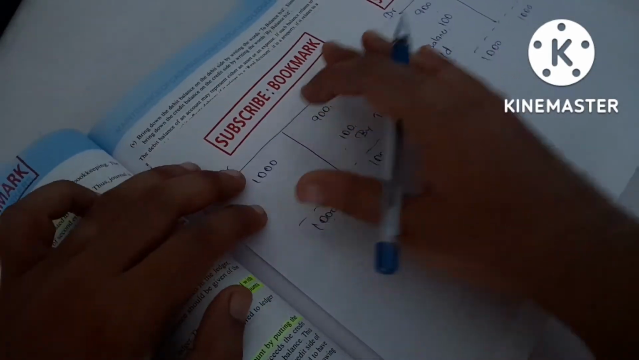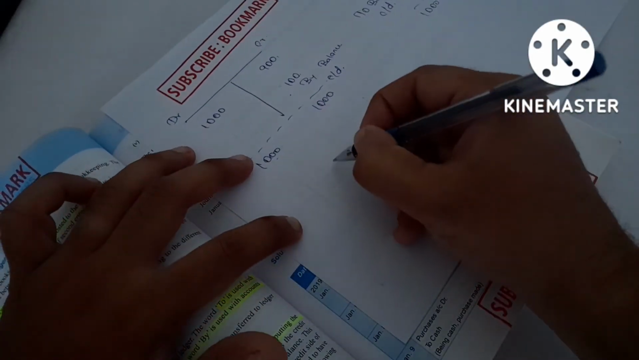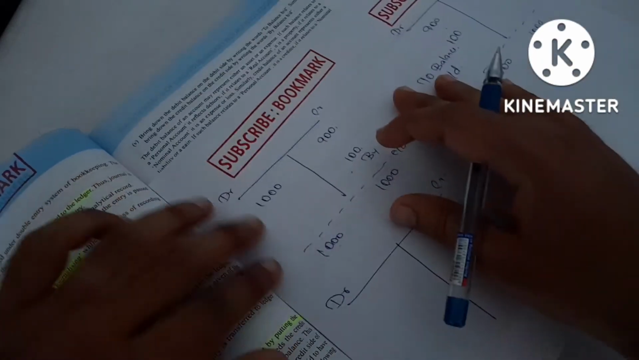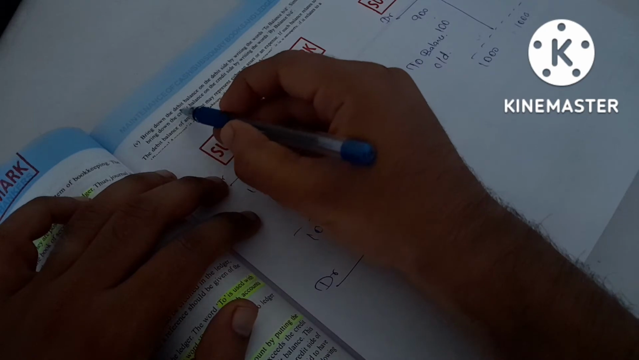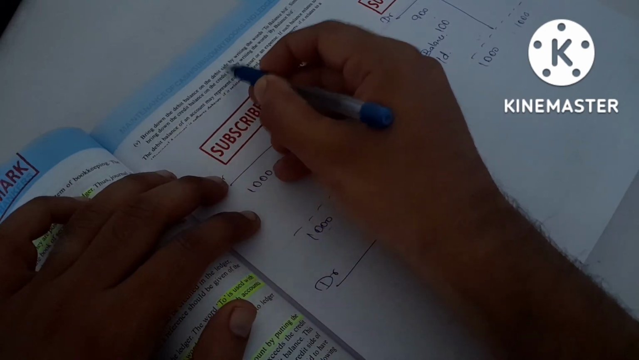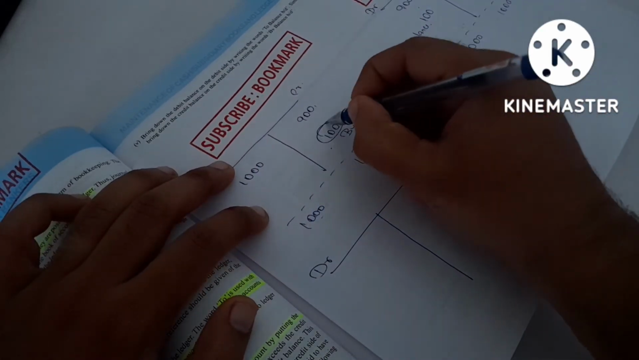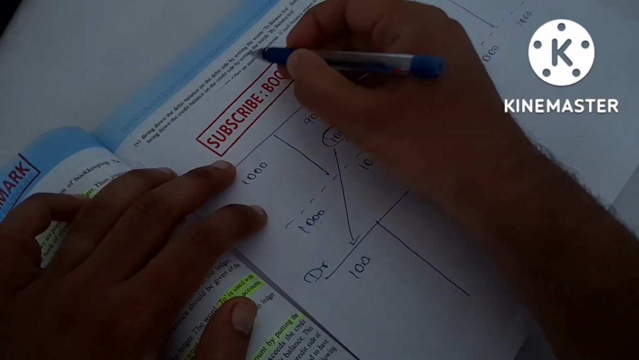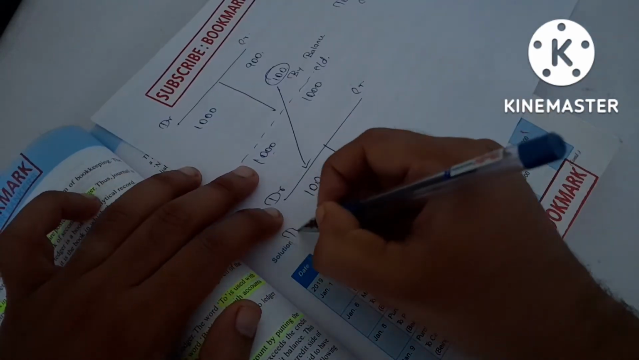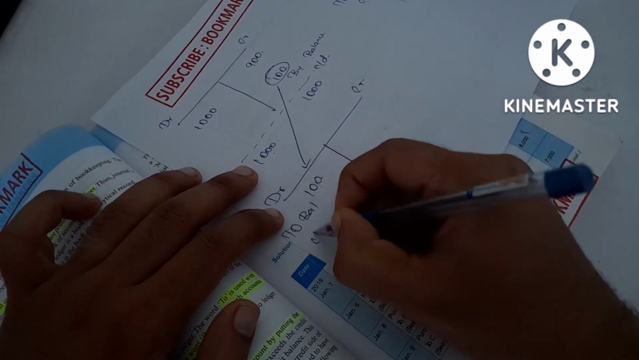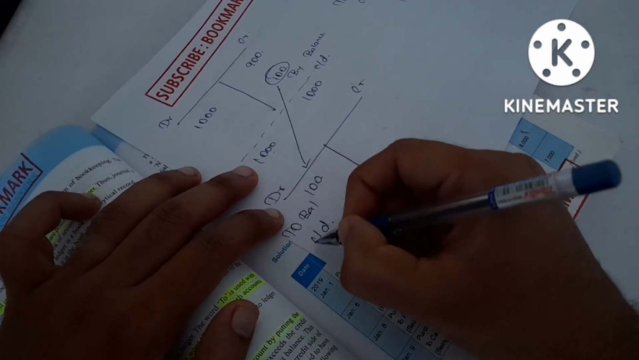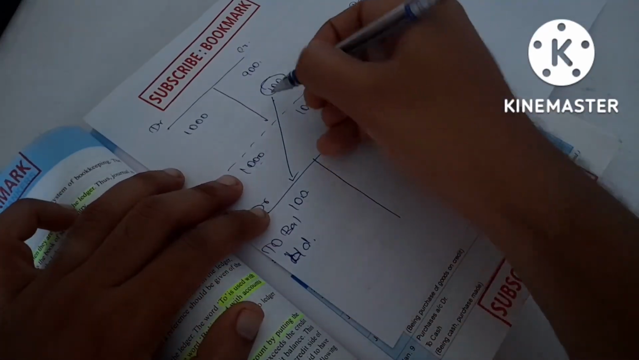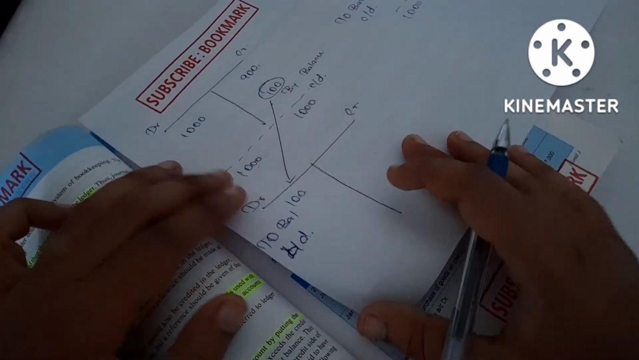Then in the next year, we need to open one more new account. Now, in the next year, what do we have to do? Bring down the debit balance on the debit side by writing the words "to balance BD". BD means brought down. We are bringing down, so brought down.